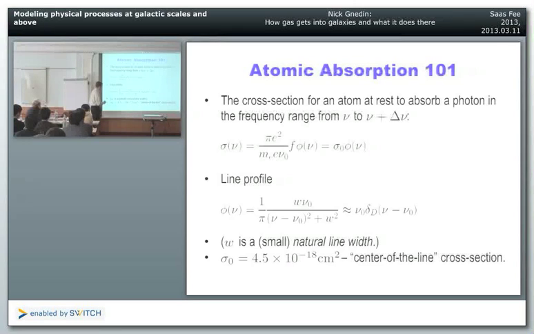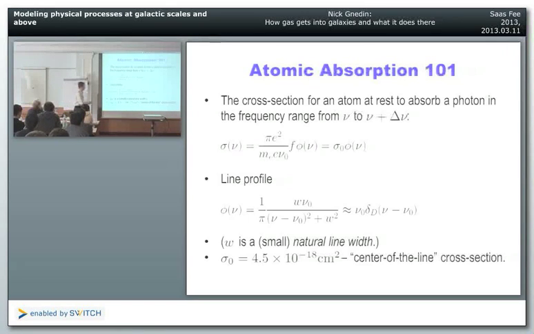But very often this quantity W is so small that you can basically consider the limit of W going to 0, in which case this expression becomes just a Dirac delta function. So if we can ignore this natural line width, we can think of atoms as absorbing and emitting photons at exactly the same frequency. In reality, of course, it has finite width, but again, it's usually very small.